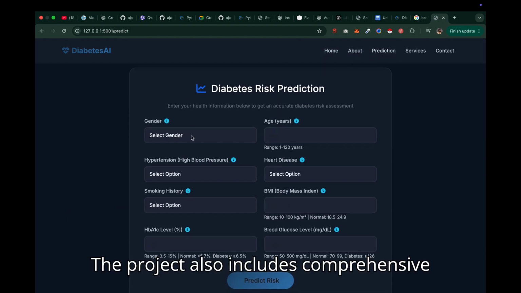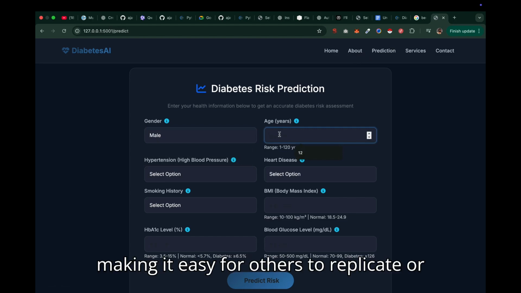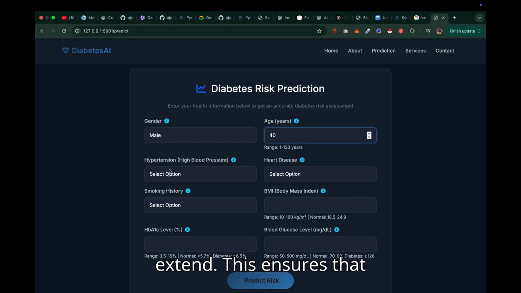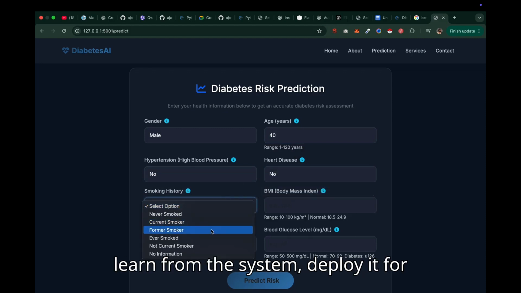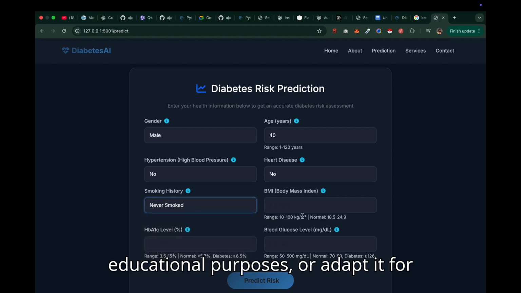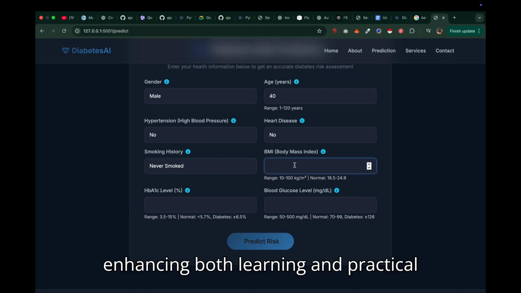The project also includes comprehensive documentation and setup instructions, making it easy for others to replicate or extend. This ensures that students, researchers, or developers can learn from the system, deploy it for educational purposes, or adapt it for real-world clinical applications, enhancing both learning and practical utility.